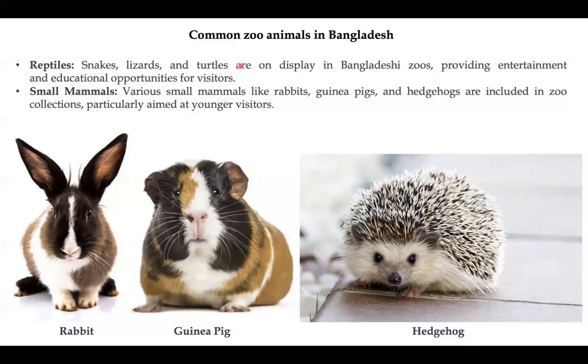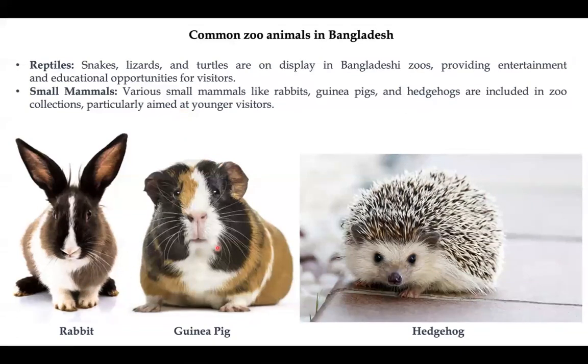Yes, although people are afraid of snakes, they still go and make a crowd in front of the snake section of zoos. And small mammals like rabbits, guinea pigs, hedgehogs, etc. are included in the zoo collection.